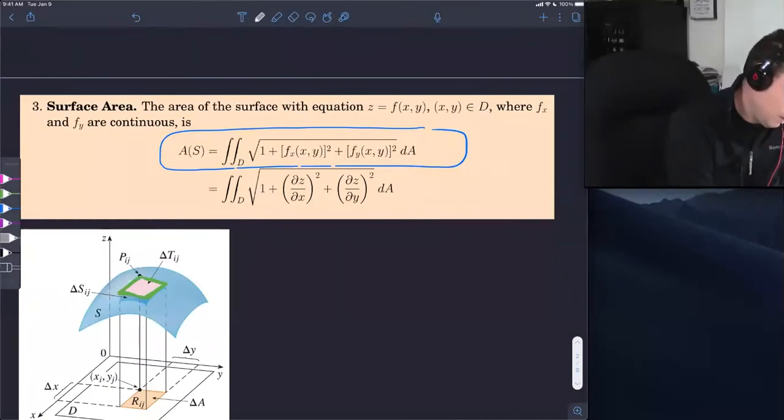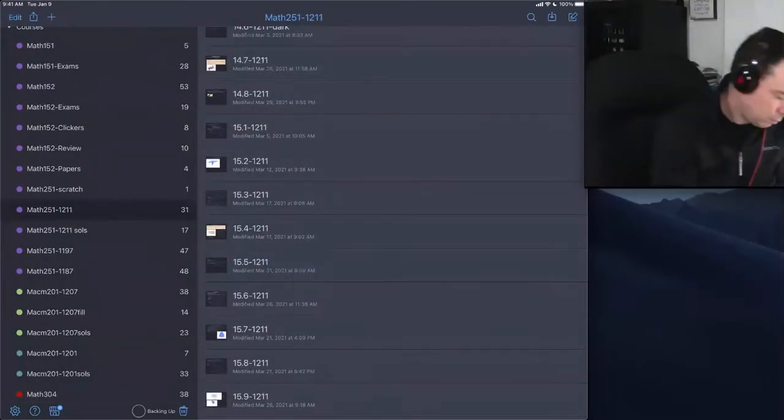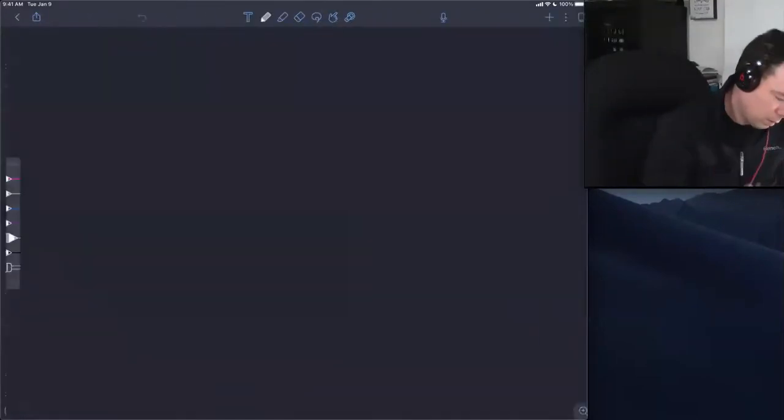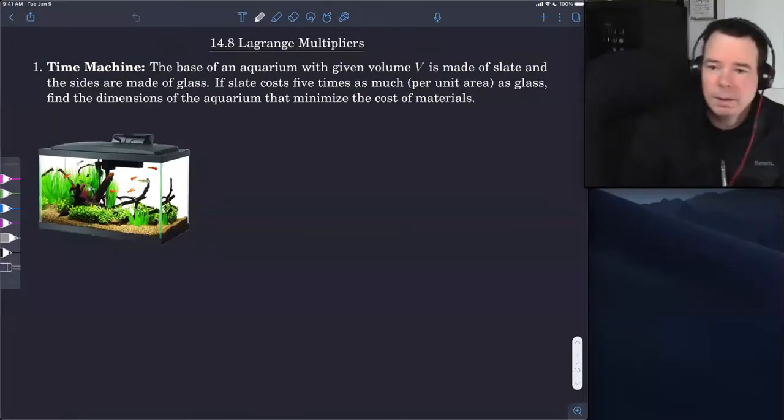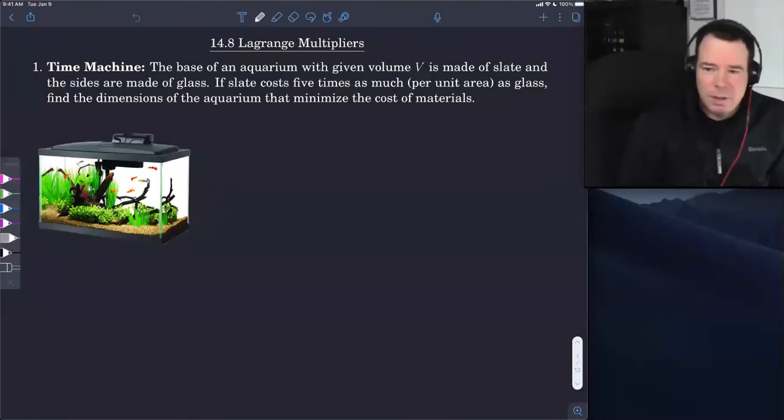All right, so the next thing I wanted to do is to get to Lagrange multipliers. So this is 14.8. So Lagrange multipliers, we're coming back to chapter 14. This is the only section we've skipped in chapter 14.